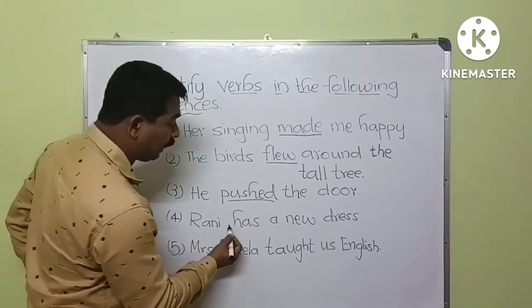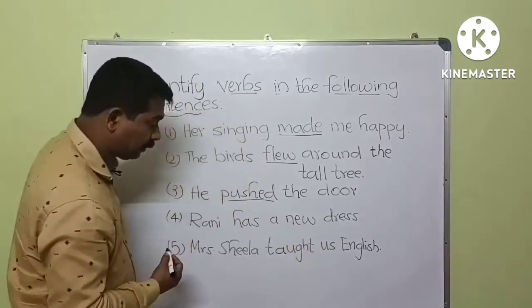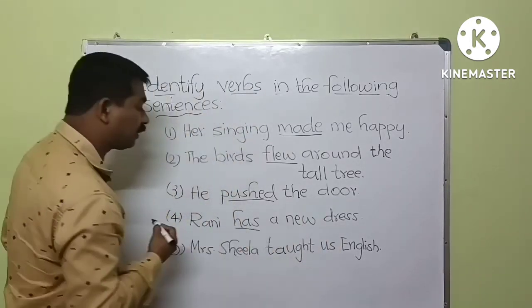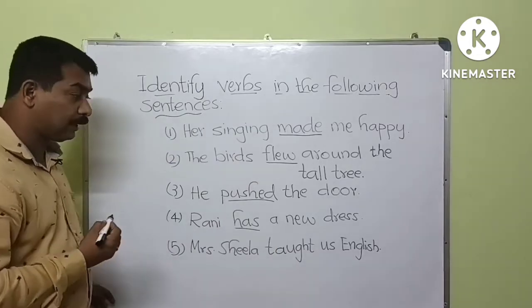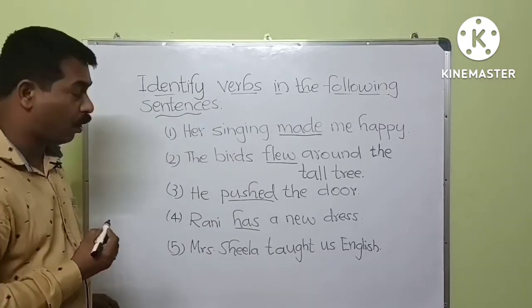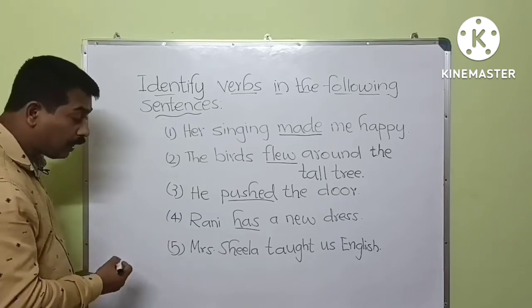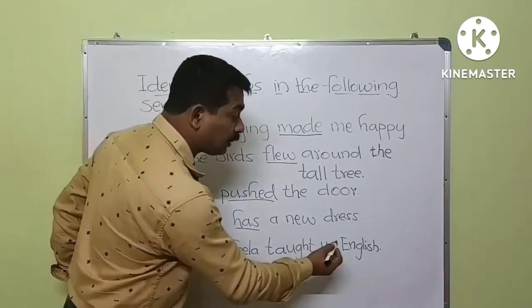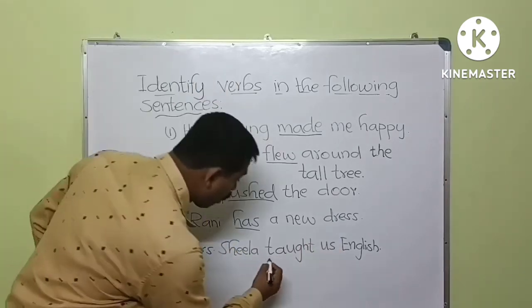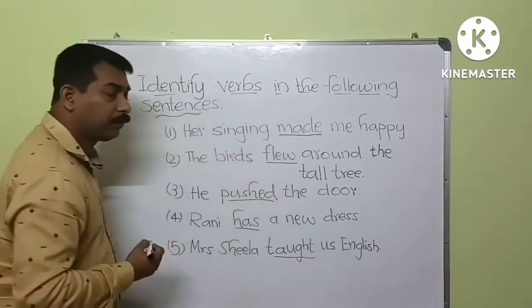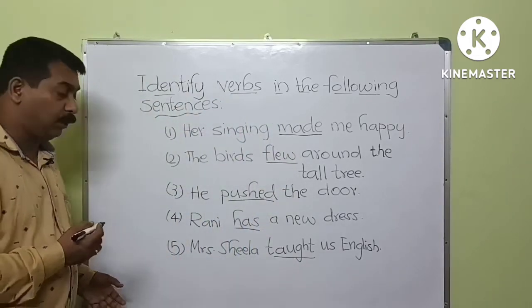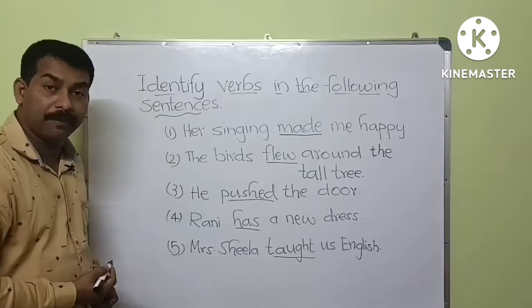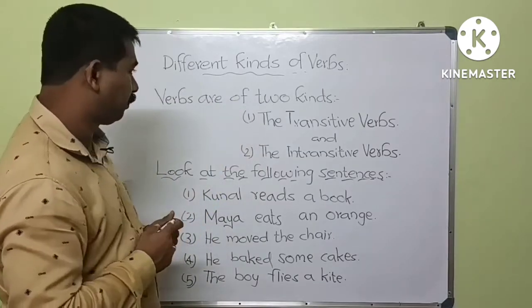Fourth one, Rani has a new dress. Has is the verb. It shows the possession or ownership. Fifth one, Mrs. Sheila taught us English. Taught is the verb. It expresses the doing of Mrs. Sheila.